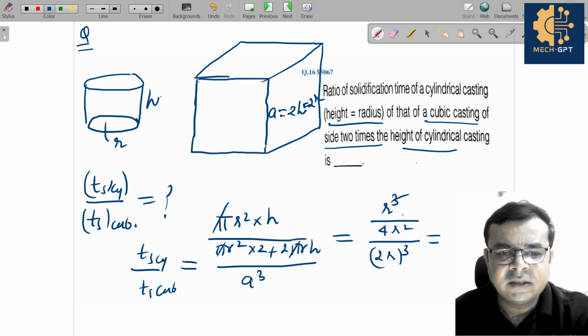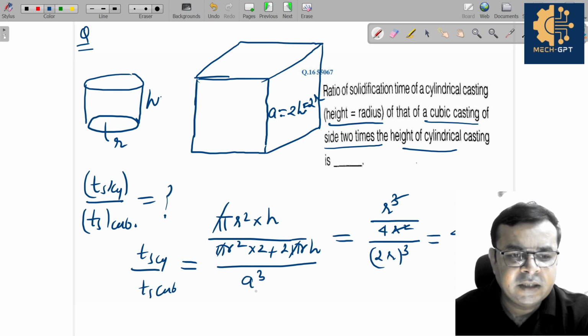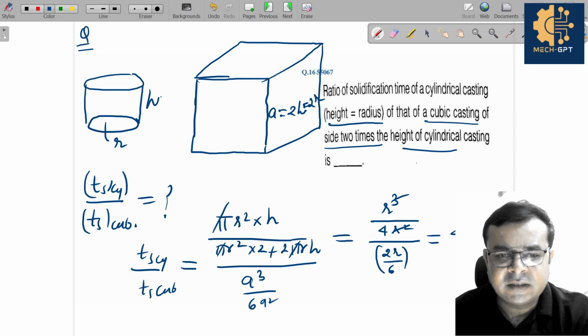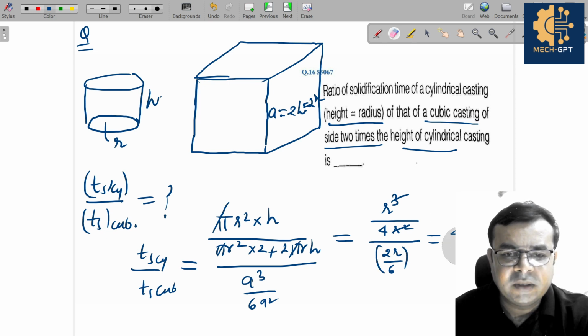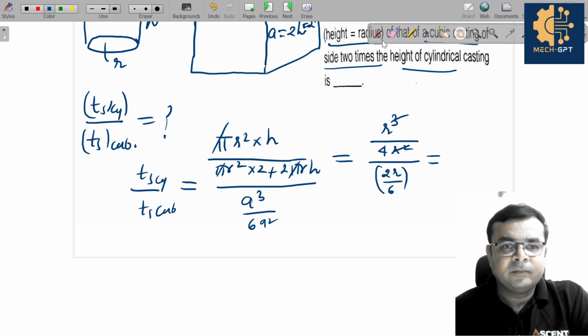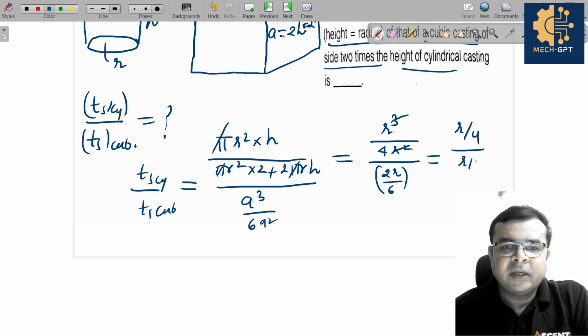After simplifying this, this is cancelled out with this. So r by 4 times, and yes, here we also have 6a square. So instead of writing this, can I say here we have a by 6, and a is nothing but 2r by 6? Yes or no? So from this, it can be written as r by 4 over r by 3. So r is also cancelled out. So this is 3 by 4.